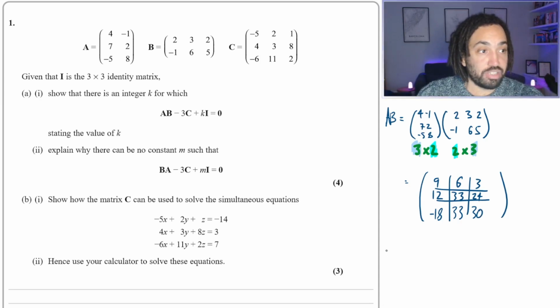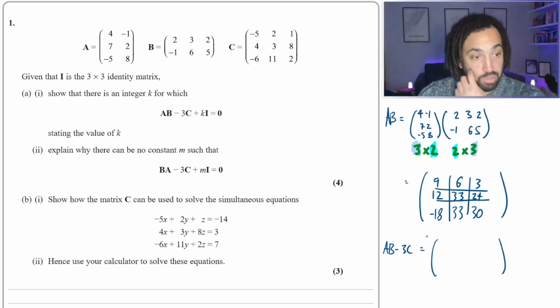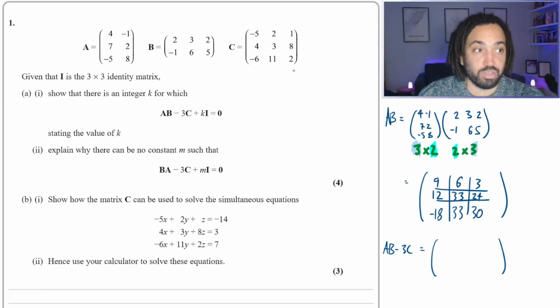Right, next I need to take away 3C. So AB minus 3C. Let's just take away 3 lots of C. Let's look at the top left component, which is 9, and I'm going to take away 3 lots of minus 5. So I'm adding on 3 lots of 5 to 9, which gives me 24.